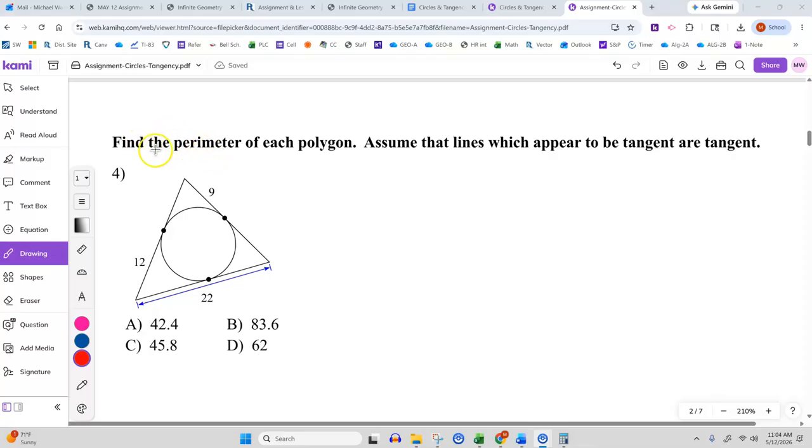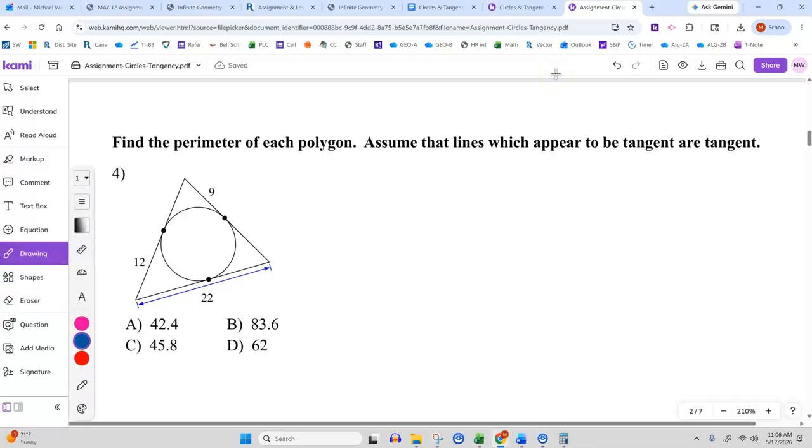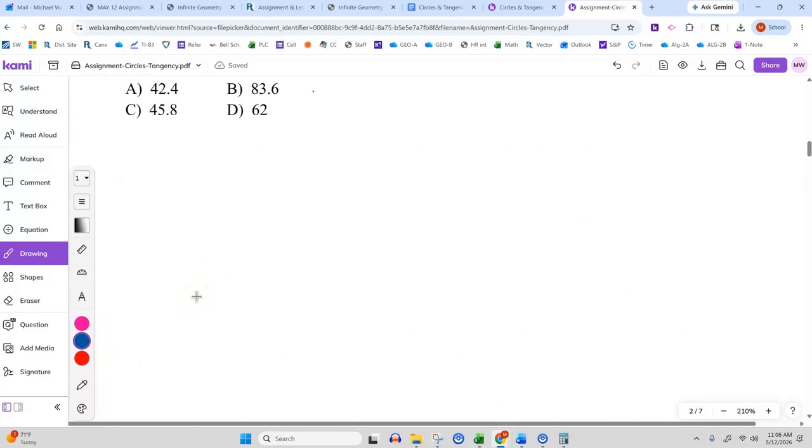Okay, so number 4 says we're looking for the perimeter of the polygon. Okay, it looks like I've run out of time, so what I'm going to do is have you go to the next video, because we're running out of time. I can only do 15 minutes, and it looks like I've got 14 minutes. So I'm just going to do one more short video to do questions 4, and then 5 and 6, and then I'll be done. Sorry about that, but that's what I'm going to go ahead and do, okay? So go to the next video for questions 4, 5, and 6.